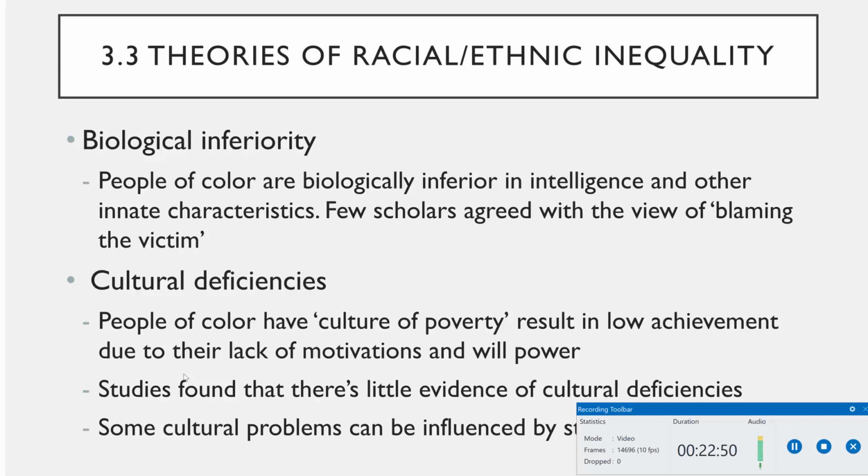And also there is a perspective of cultural deficiencies. It's very similar to the cultural poverty idea. They say that people of color have a low achievement level because of their lack of motivation and willpower. But little evidence was found by the studies, and some cultural problems, like gang culture or other culture, may be impacted by the social problems in that area.